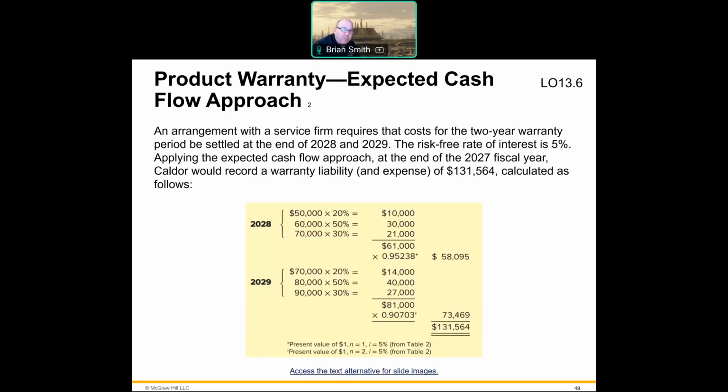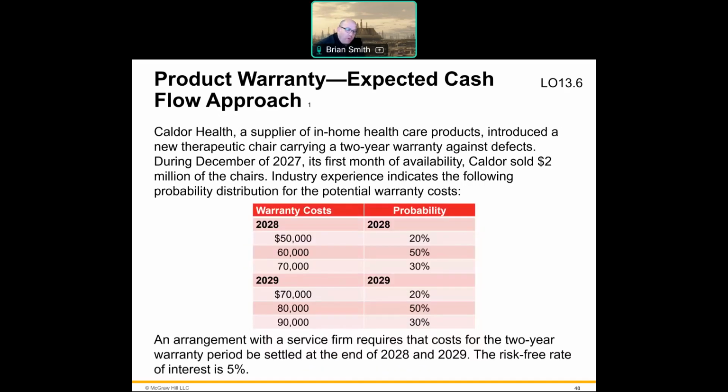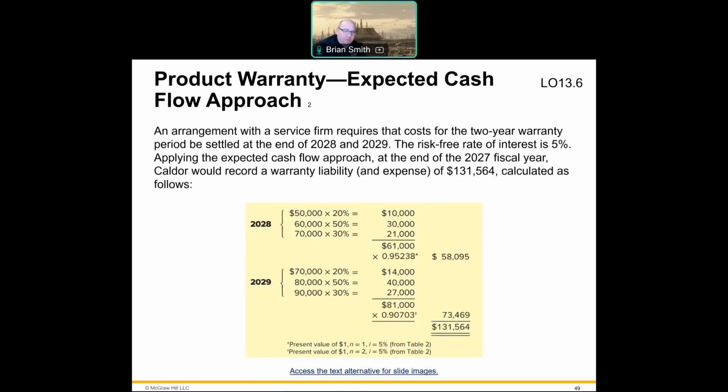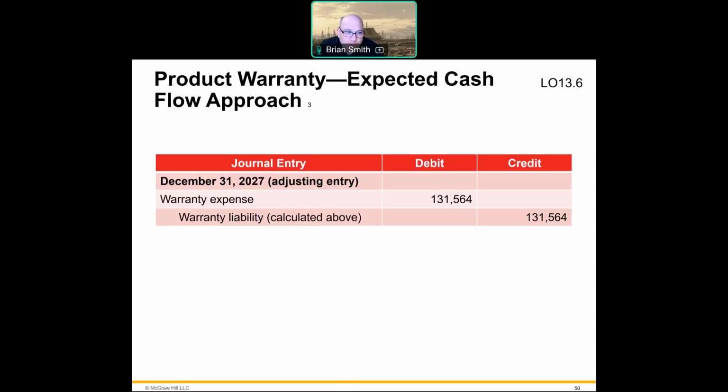We're going to take time value of money. We're arranging a service firm that requires the cost for a 2-year warranty period. We take each one of those amounts and multiply by the probability to come up with the amount of money. Then we determine the number of periods at 5%, and come up with how much money we need to give them in order to cover the liabilities. Once we get that money, we're debiting warranty expense, crediting warranty liability.